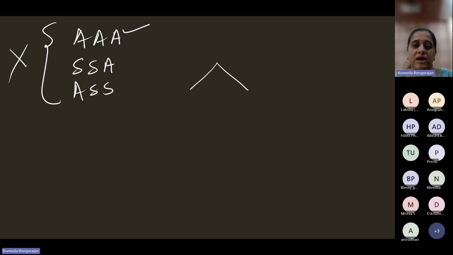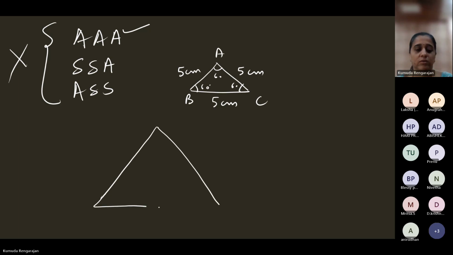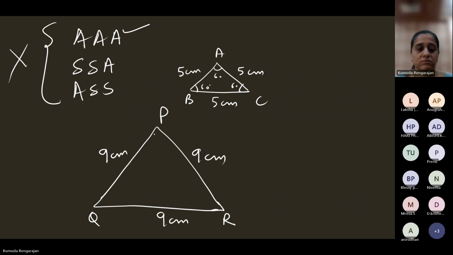Now consider an equilateral triangle ABC with side 5 centimeter. Equilateral, so all the sides are equal. And you know, all the angles measure 60 degrees. Now we have another equilateral triangle, say PQR, sides 9 centimeter. Equilateral triangle, so angles will be 60 only.